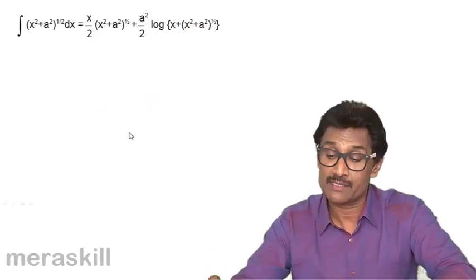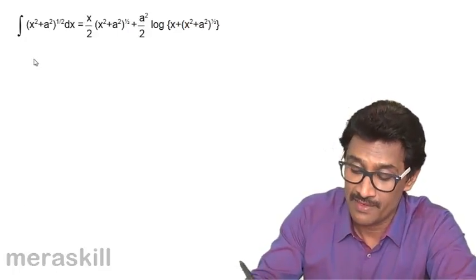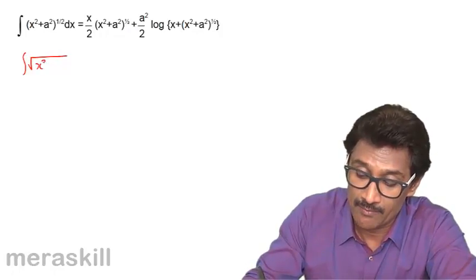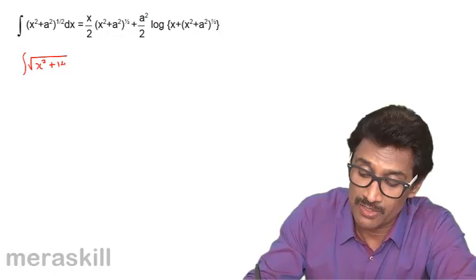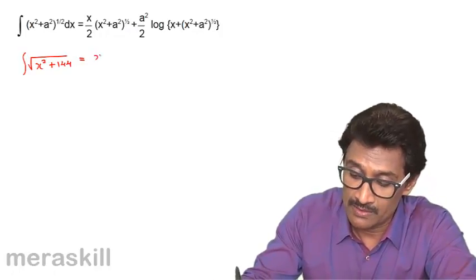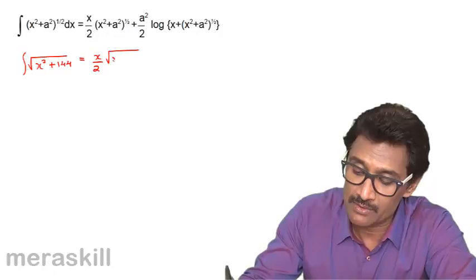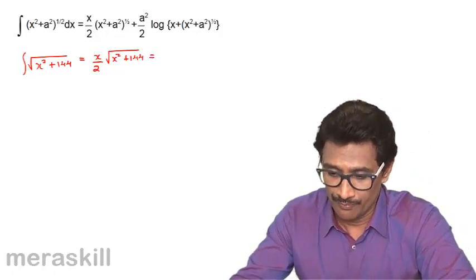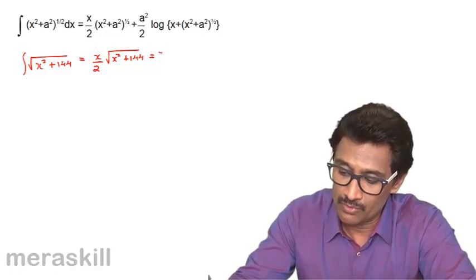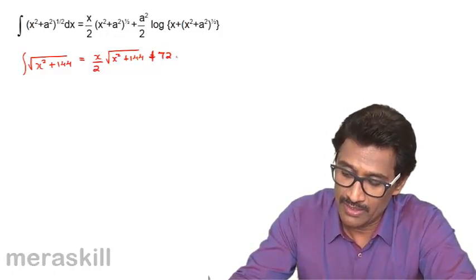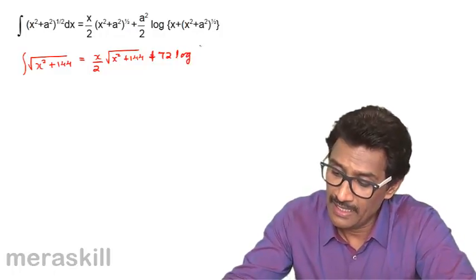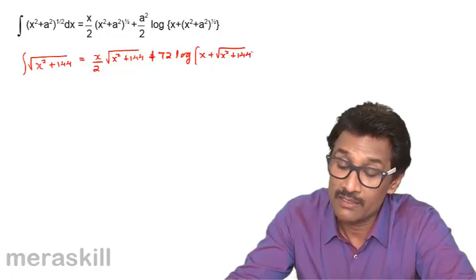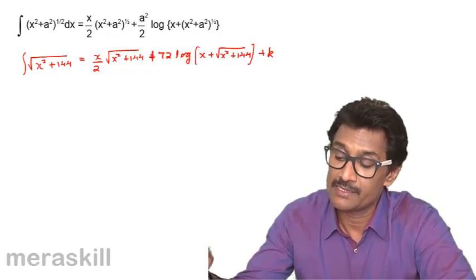Okay, so now we have x square plus a square raised to half. So we have integral of root x square plus, say, 144 is x by 2 into root x square plus 144, then a square by 2, which is eventually 144 by 2, 72, into log x plus root x square plus 144 plus k. Hence we write it this way.